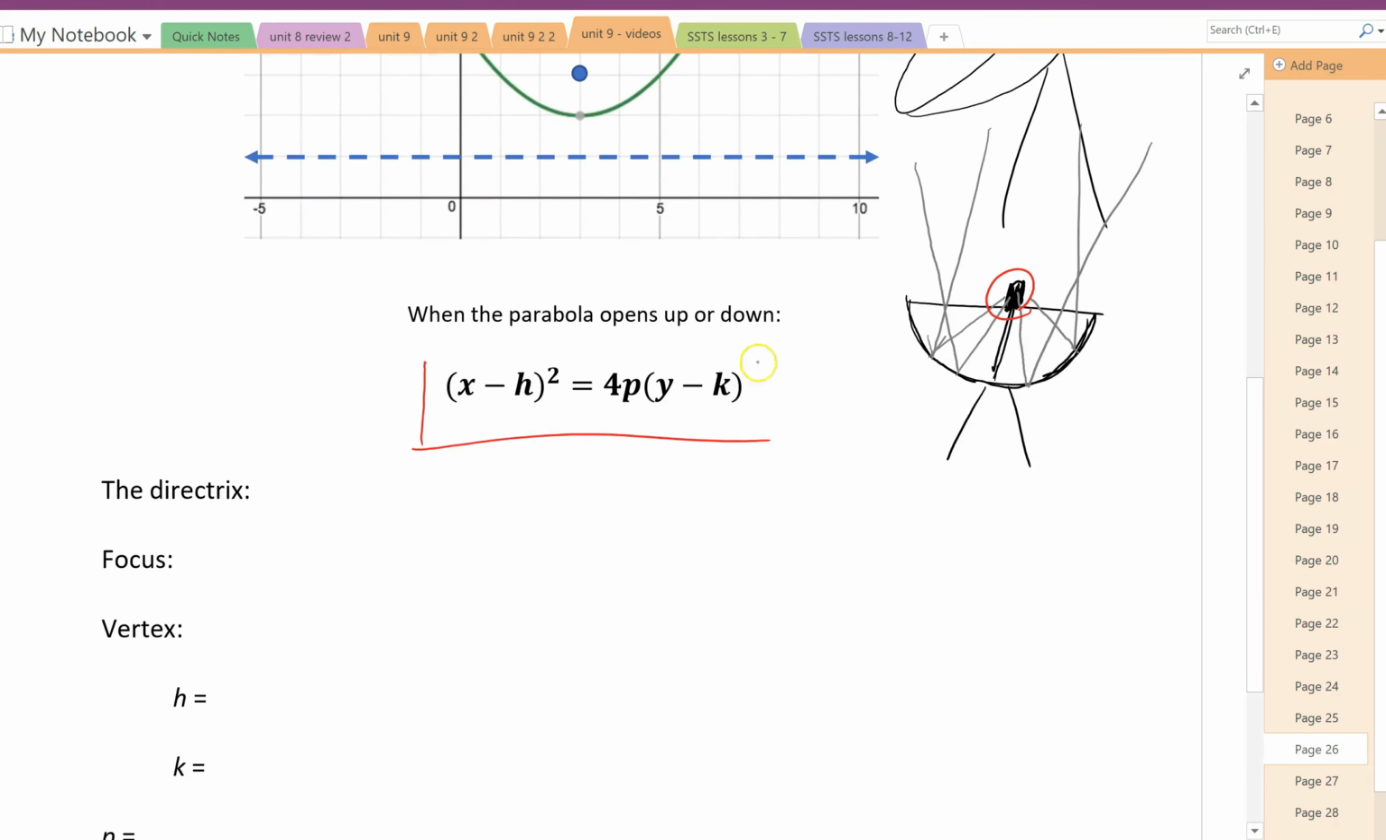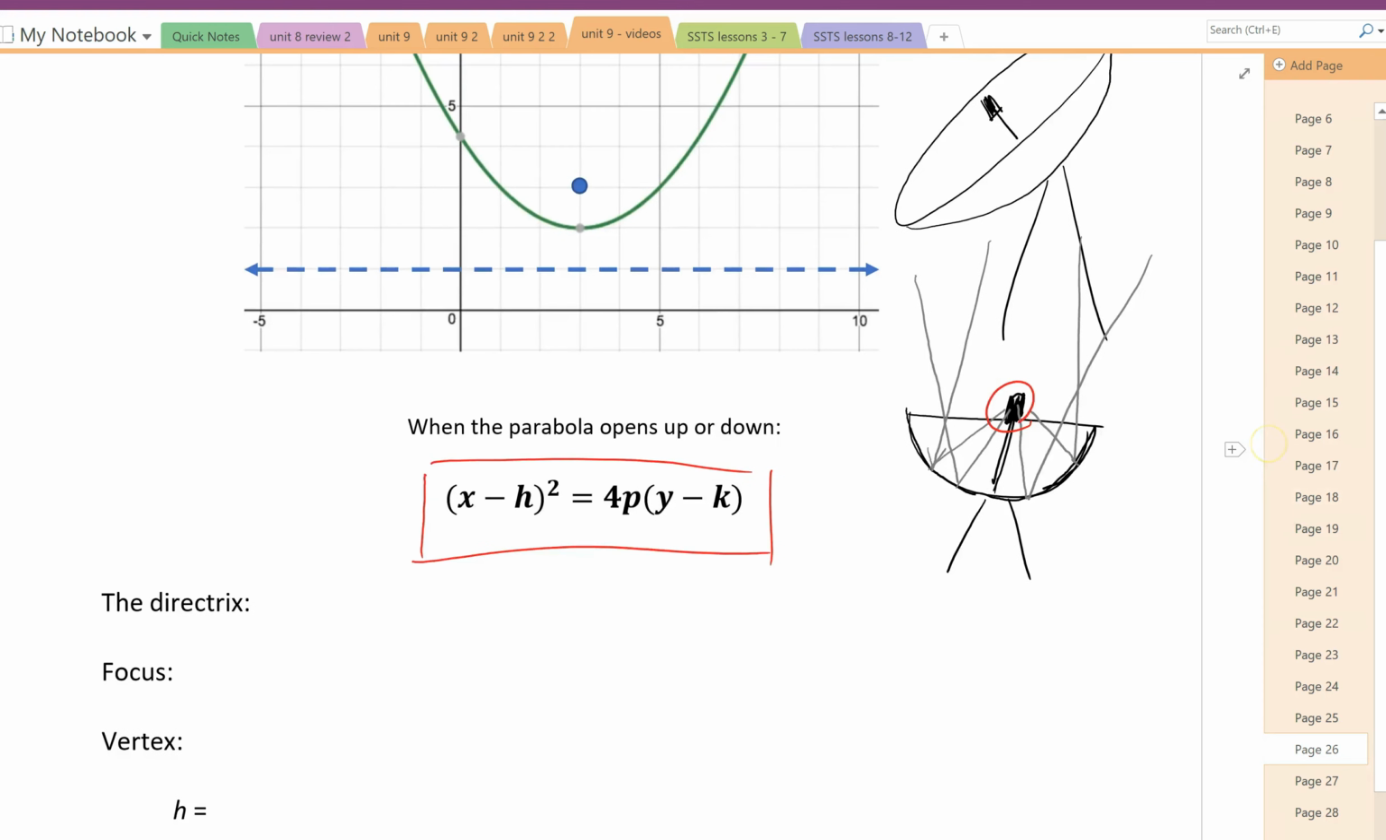Here's the new equation form that we're going to use to talk about parabolas. Some new parts. The directrix, that's this dotted or dashed blue line below the parabola.